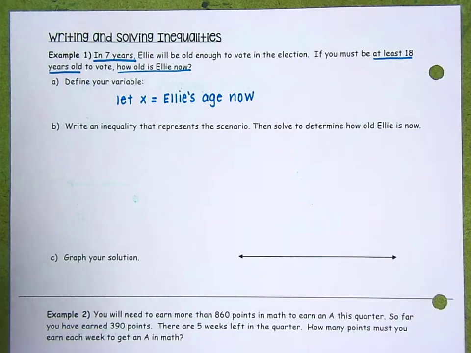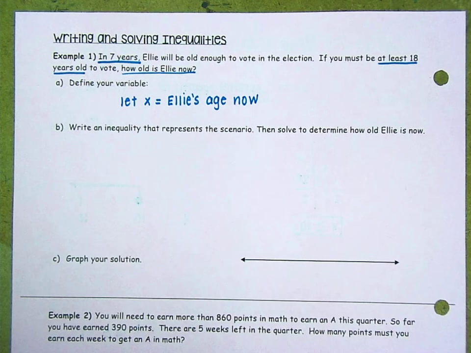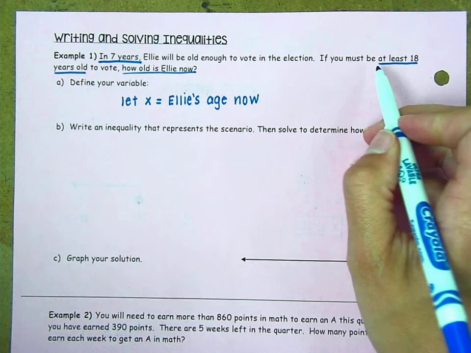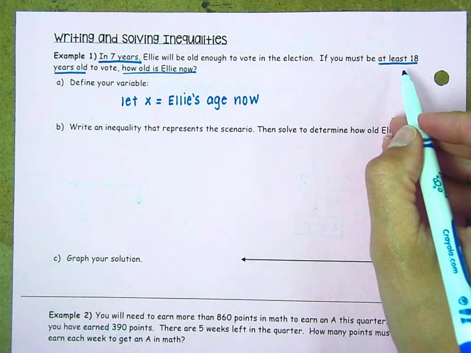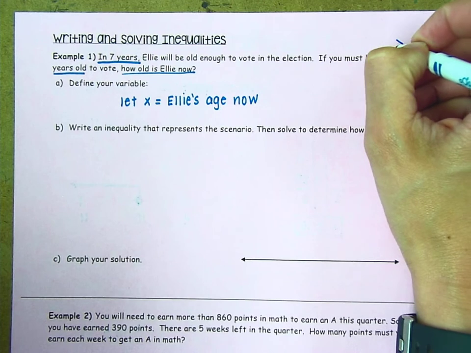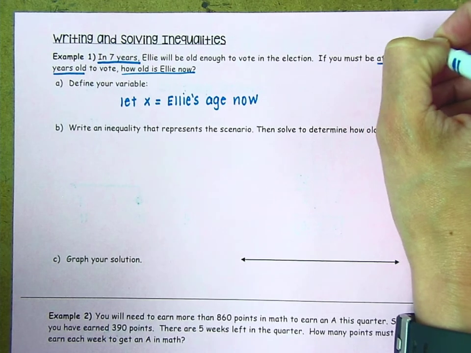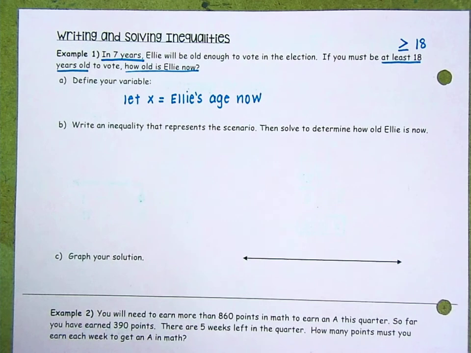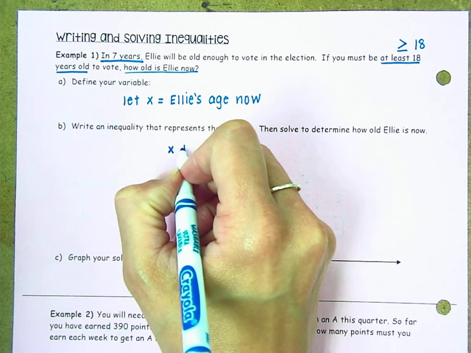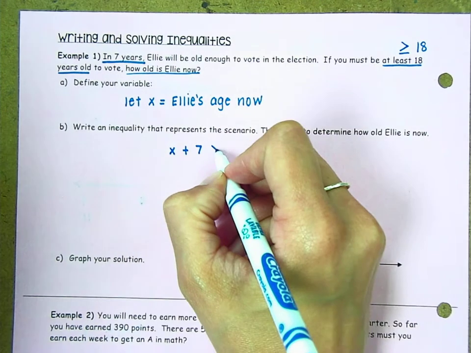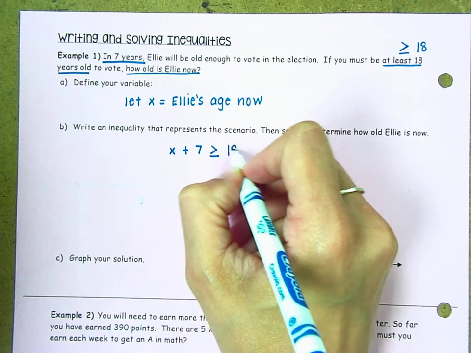And now that we've defined our variable, we can start to write our inequality. The first thing that I want to think about is what inequality symbol am I going to use and what's going to give this away? So I see my keyword at least 18. So I know she's got to be 18 years or more. So she's going to be greater than or equal to 18. Well, now I have to think about what's going to make up that greater than or equal to 18. So we know it's Ellie's age now plus 7 has to be greater than or equal to 18.